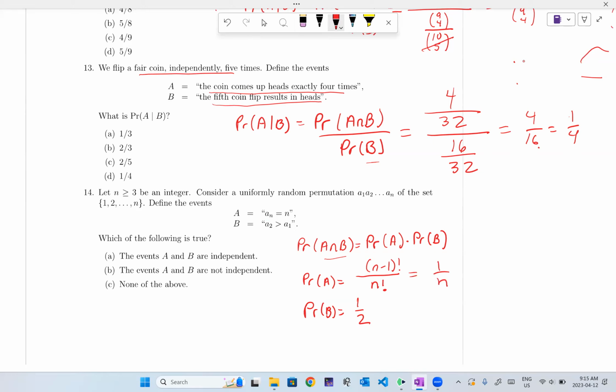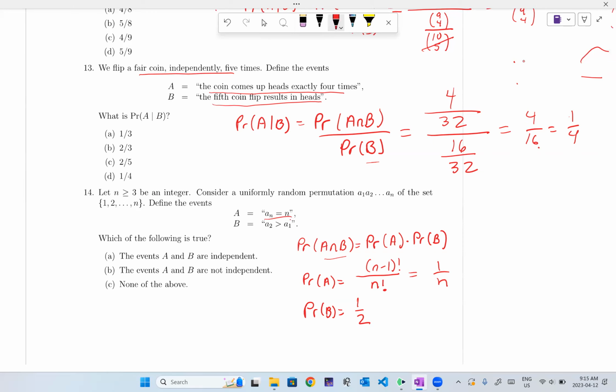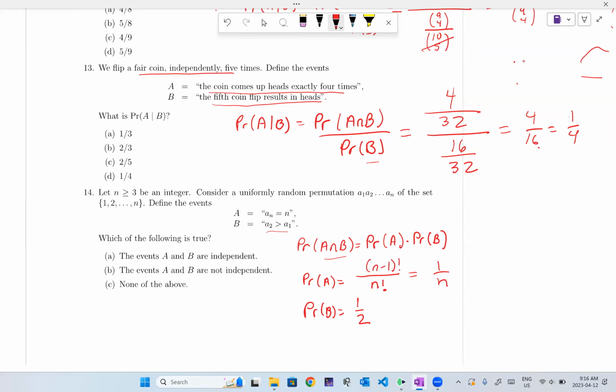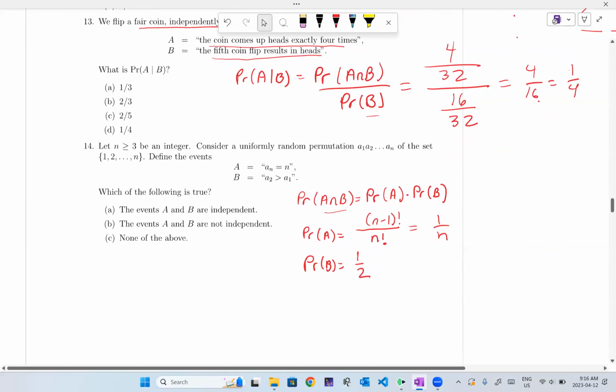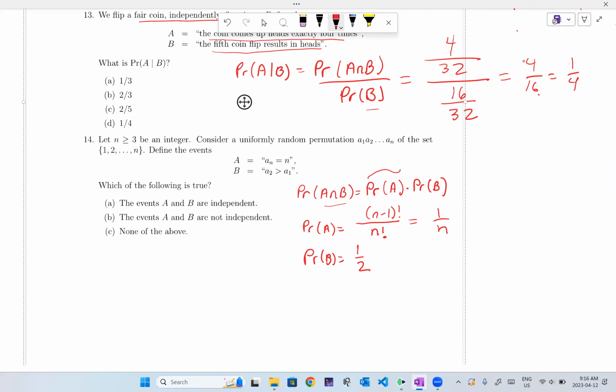Okay, so you might see stuff like this. As long as it's a uniformly random permutation, any location equal to a specific number is 1 over n. If I compare any two and say one is greater than the other, that is probability of a half. Okay, so those are kind of gimmies. And now I want to see the probability of A and B. So the probability of A times the probability of B is 1 over 2n. So let's find the probability of A intersect B.